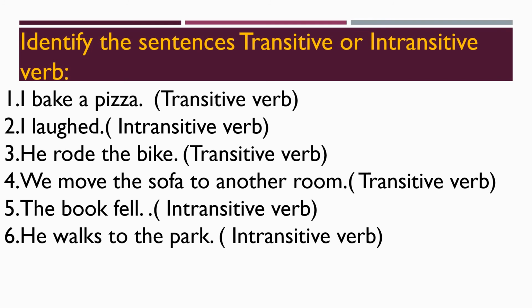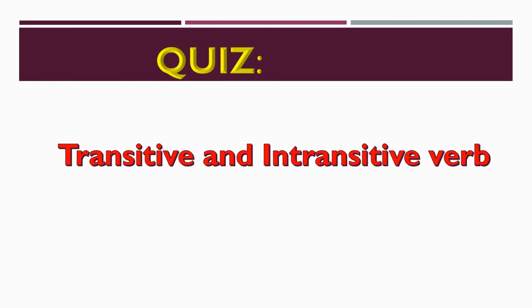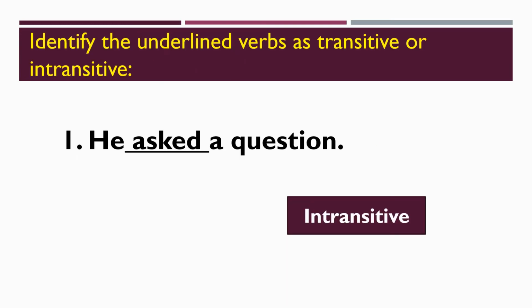I hope now you have understood transitive and intransitive verbs. Now let us play a quiz on transitive and intransitive verbs. Here is a question of the quiz. Identify the underlined verb as transitive or intransitive. The first question: he asks a question. Here, he is the subject, asks is the verb, and question is the object.